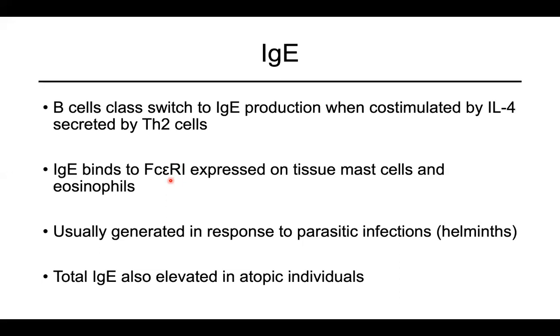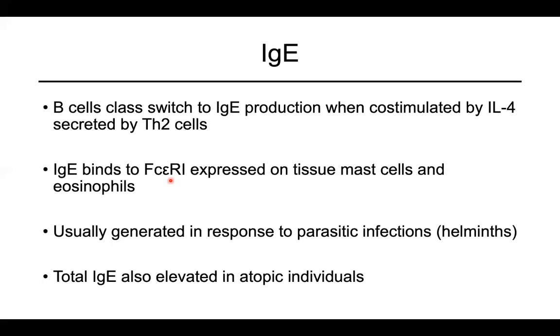So when we have secretion of IgE by the T helper 2 cells, of course, this is happening in serum. Preferentially, this IgE will go and bind to its receptor on the tissue mast cells and eosinophils. Remember, basophils are in blood, but at very low concentration. And I mentioned that IgE is usually generated in response to parasitic infections, majorly the helminths, but allergens can also trigger IgE production. Okay.